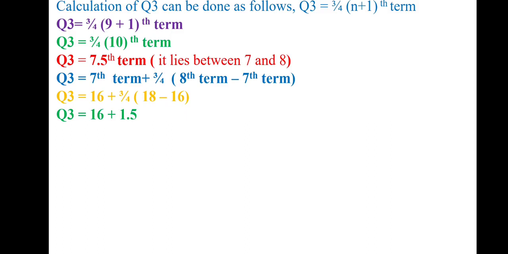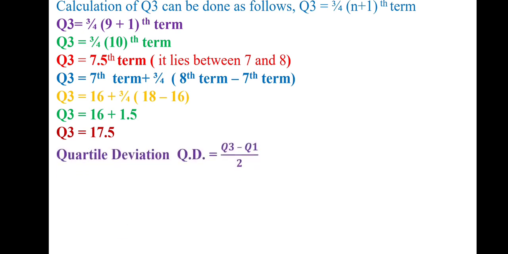So substitute: 16 plus 3/4 of 18 minus 16. Q3 equal to 16 plus 1.5, because 18 minus 16 is 2, 2 into 3 is 6, 6 divided by 4 is 1.5. So Q3 equal to 17.5. In this way Q3 will be calculated. Already we calculated Q1, now Q3. Both we are going to use for finding quartile deviation.